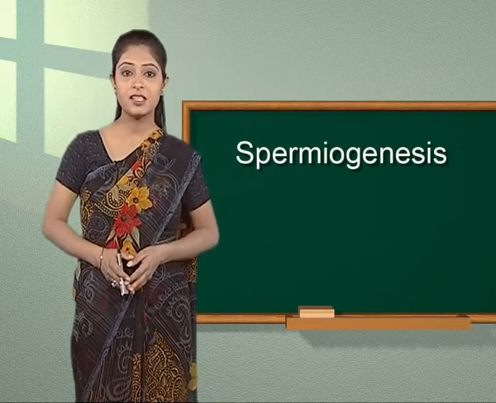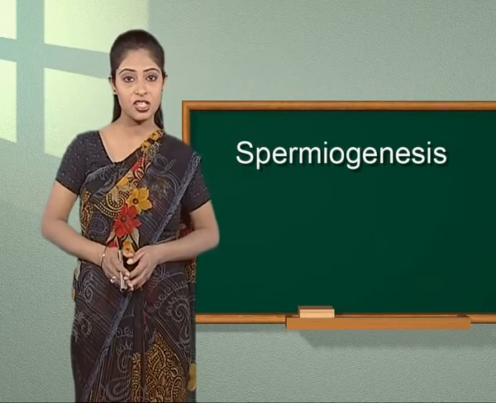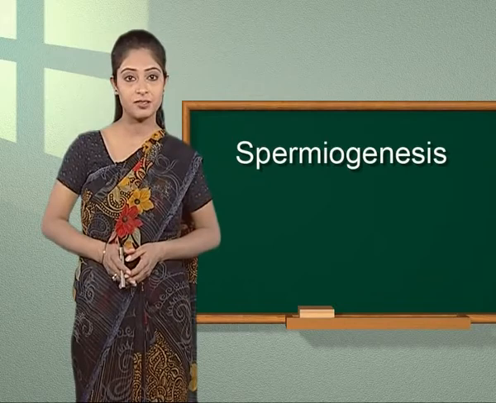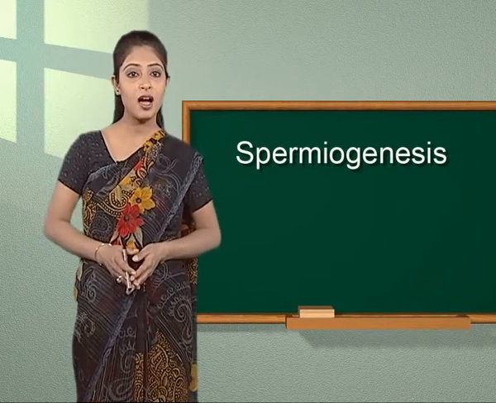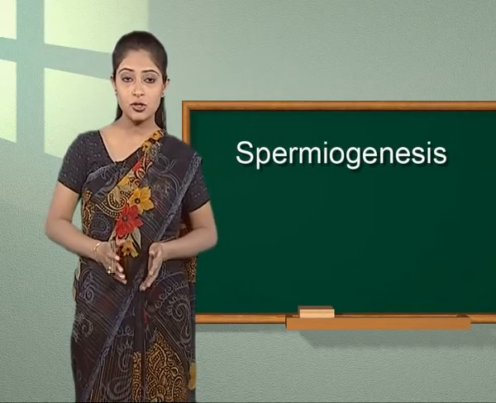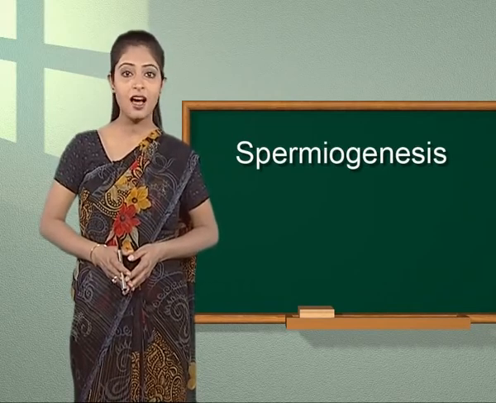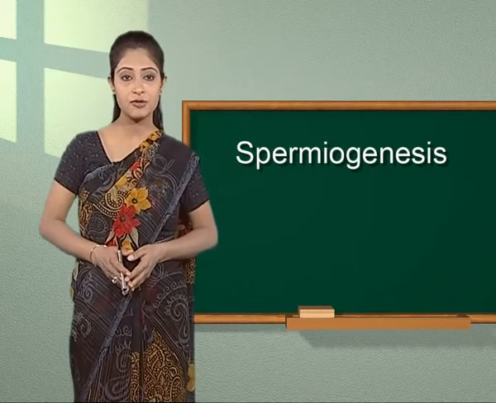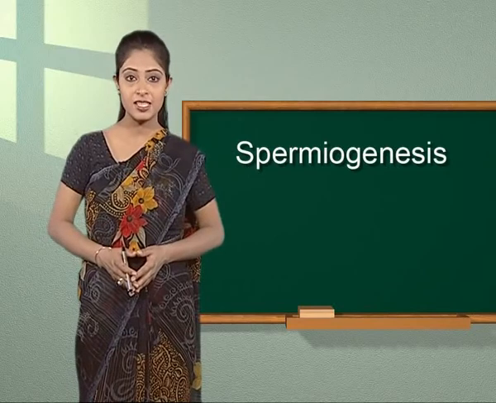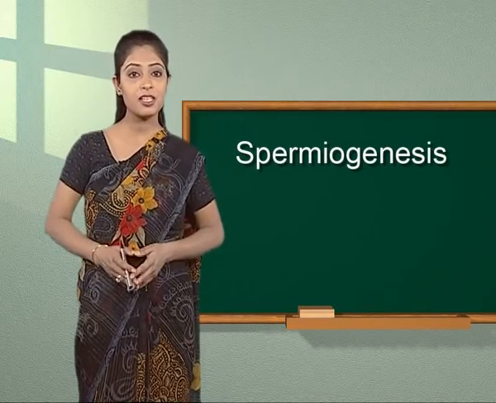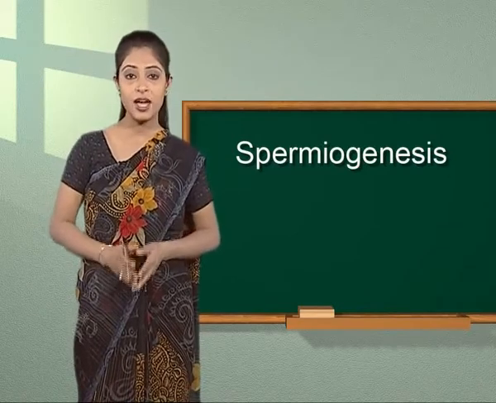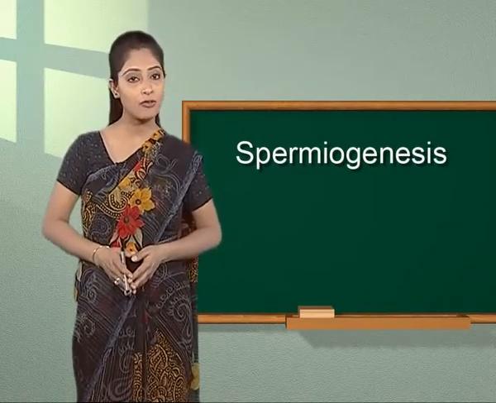Each spermatid now undergoes a sequence of changes to get converted into a mature spermatozoan. Once spermatozoa are formed, they move through a system of ducts to be stored in the epididymis until they are eventually released from the body. Now, as we are talking about spermiogenesis, meaning transformation of spermatids into spermatozoa, let us try to understand it with the help of an animation.